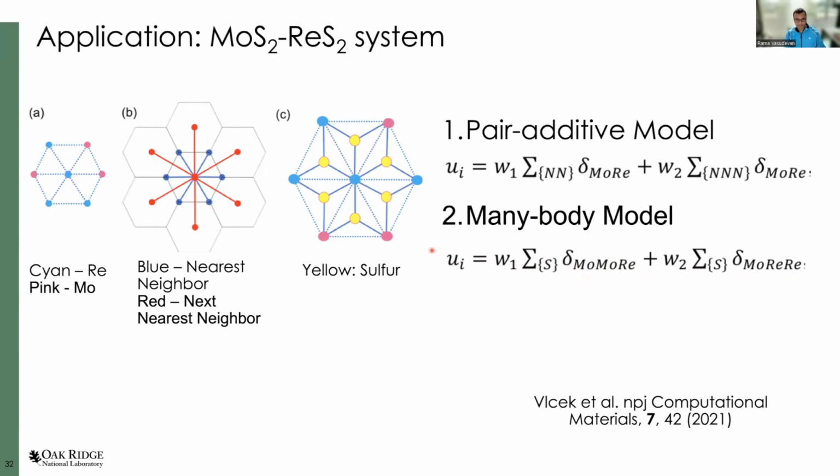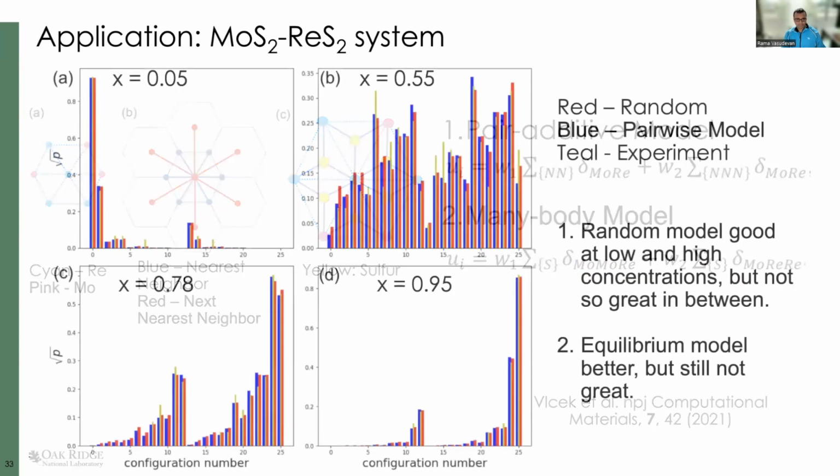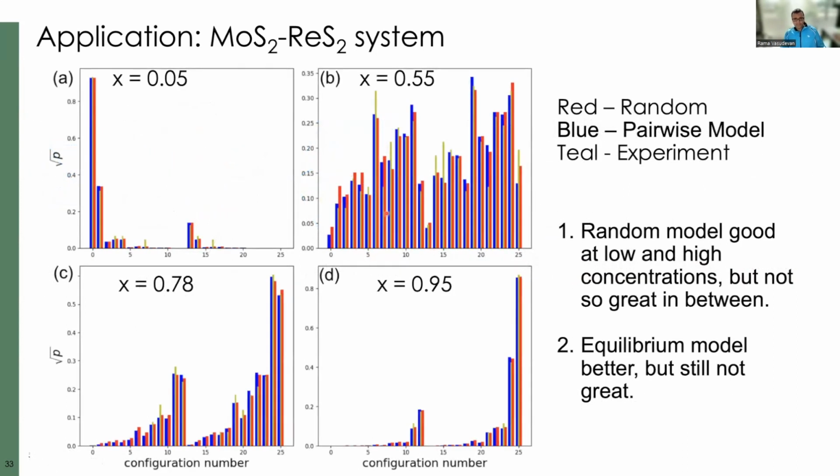And then we can compute statistics for all of these different models, right? So we can look at the individual kinds of models. The red is just a random model where we don't actually have any interactions. We have blue, which is the pairwise model, and then we have teal, which is the experiment.